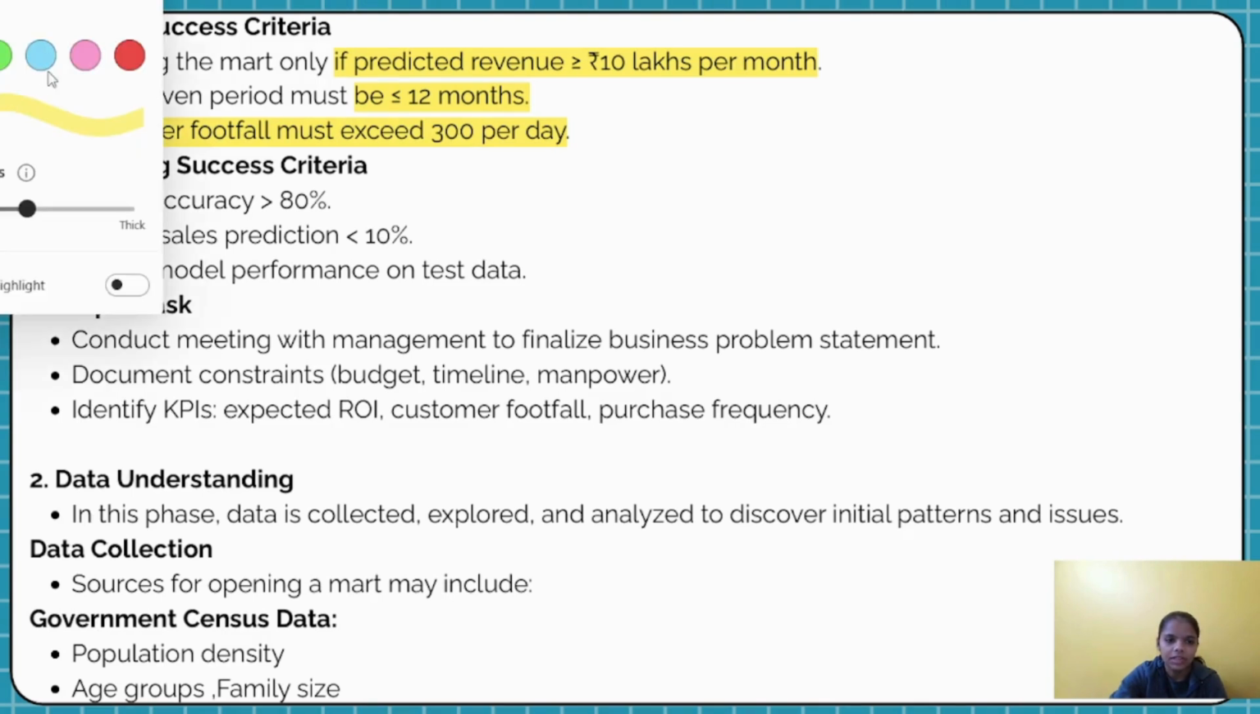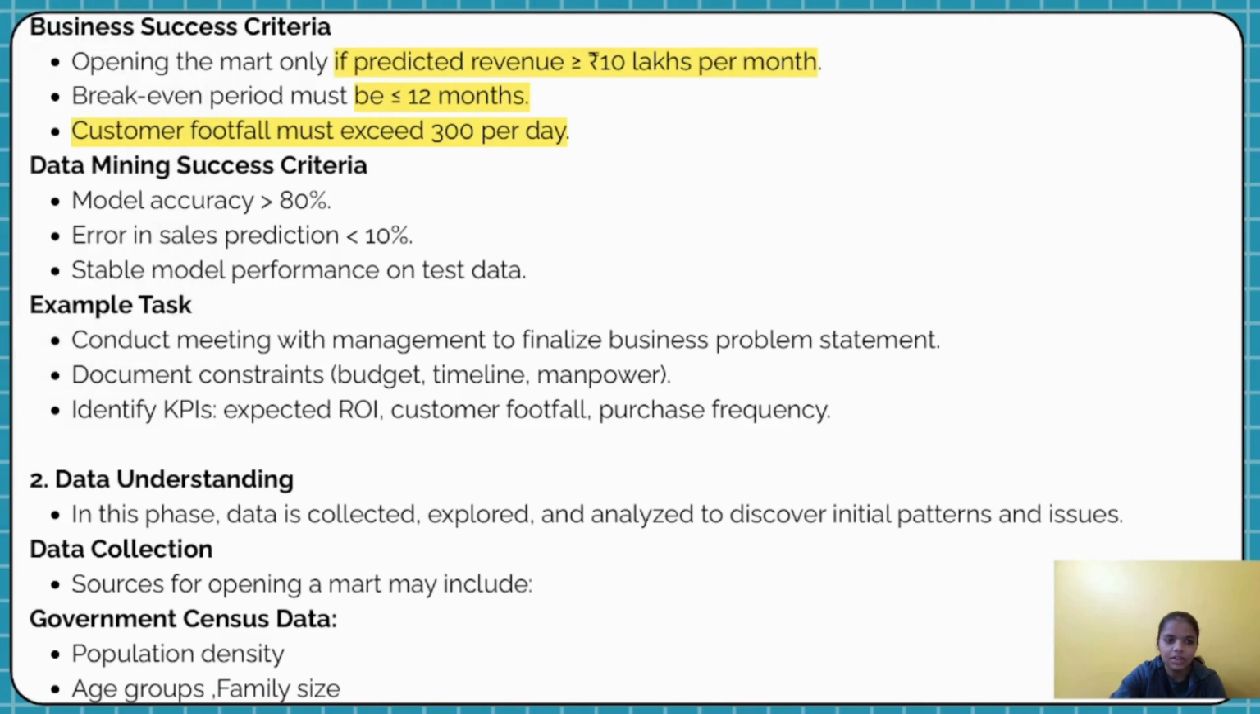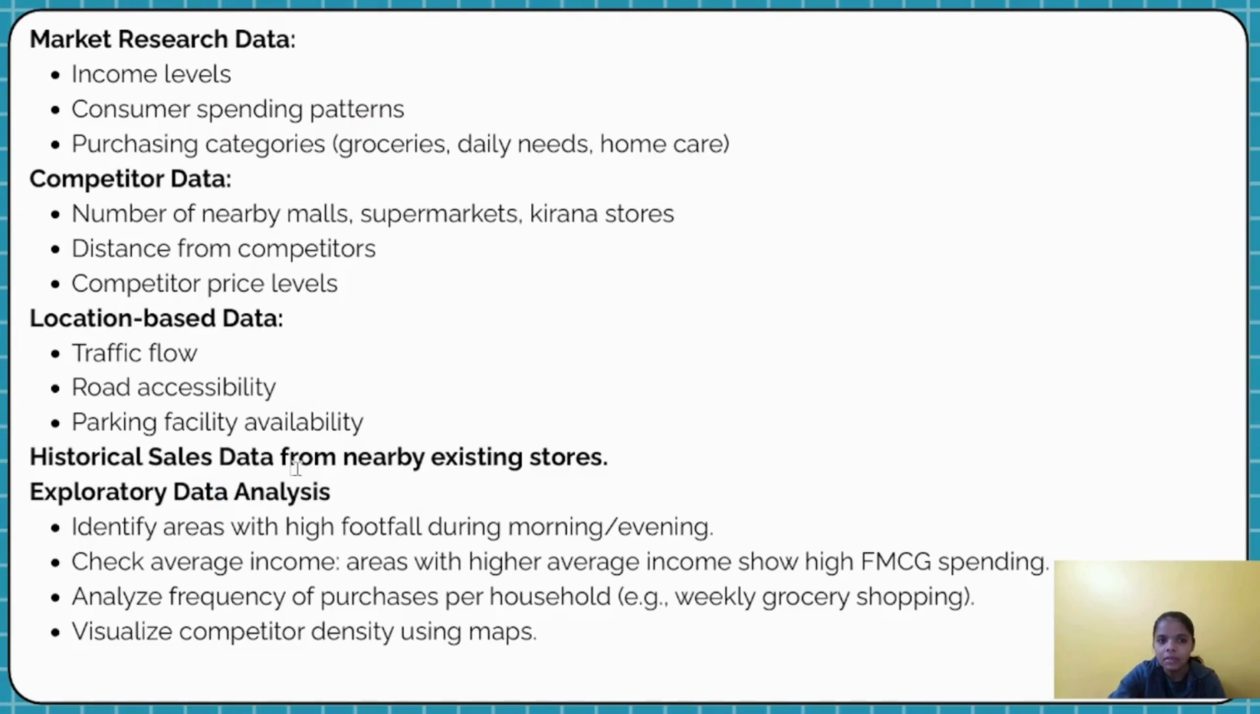now our second phase is data understanding. In this phase, we collect the data, explore it, and analyze it to discover initial patterns and issues. So, it consists of data collection. In data collection, sources for opening a mart may include, for example, government census data, which includes population density in a particular area, age groups, family.